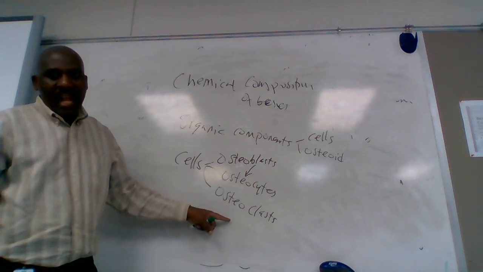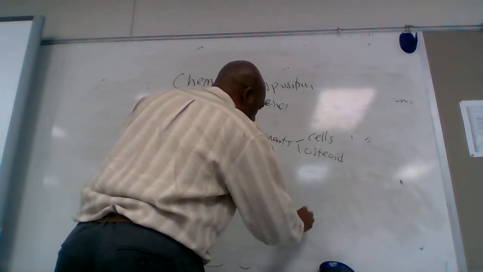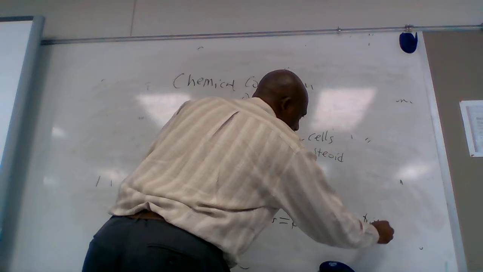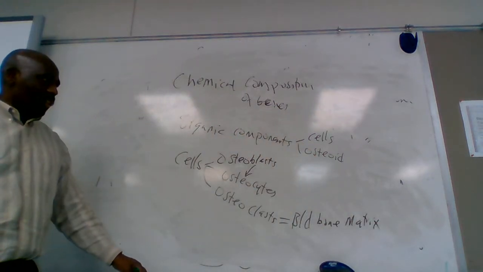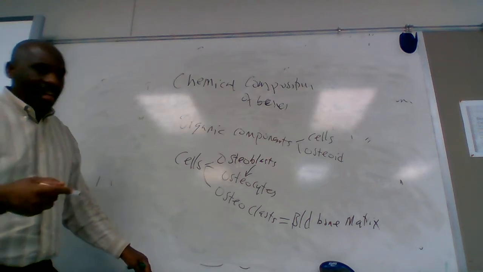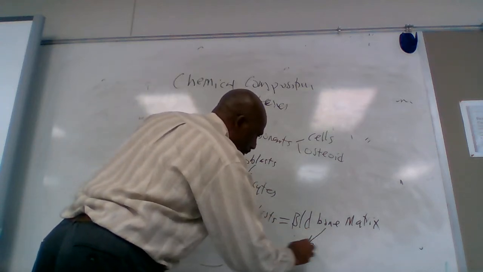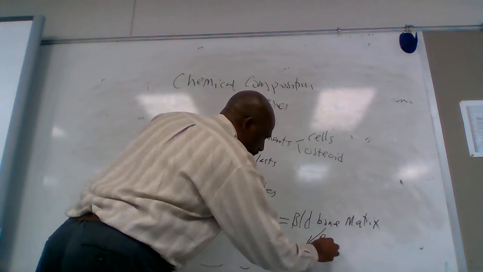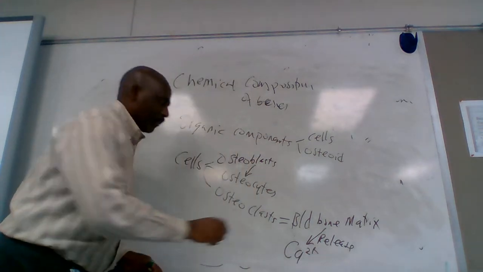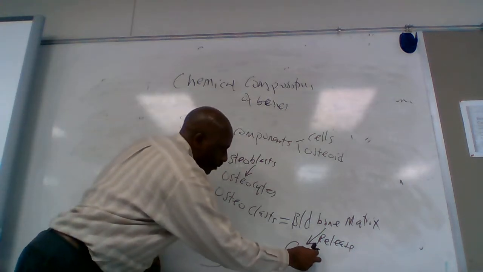Osteoclasts. These are cells that break down bone matrix. Why do they have to break down bone? They break down bone to release calcium ions. That's a 2+ there. So they break down bones to release calcium ions.